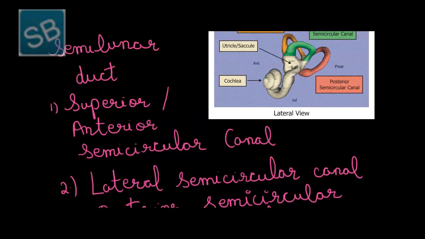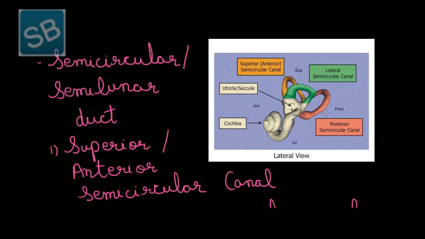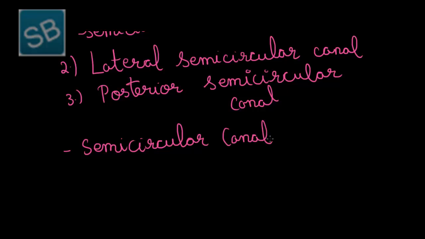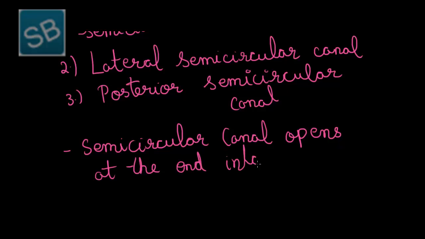Now, as it can be seen from the figure, these all three semicircular canals open into this utricle, that is the portion of vestibule. Therefore, these semicircular canals open at the end into utricle portion.